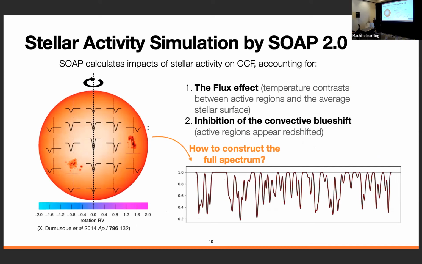We use SOAP 2.0 for simulation of stellar activity on cross-correlation functions. And this code accounts for two physical effects. The flux effect, which refers to the temperature contrast between the active region and the quiet region, and the inhibition of convective blueshift, which will always make the active region appear redshifted. But we only have CCFs. How do we construct the full spectrum?